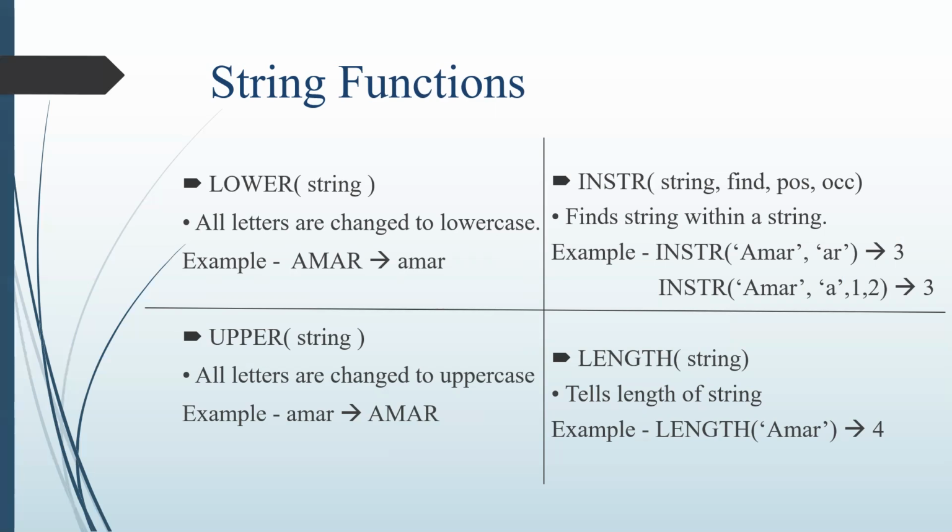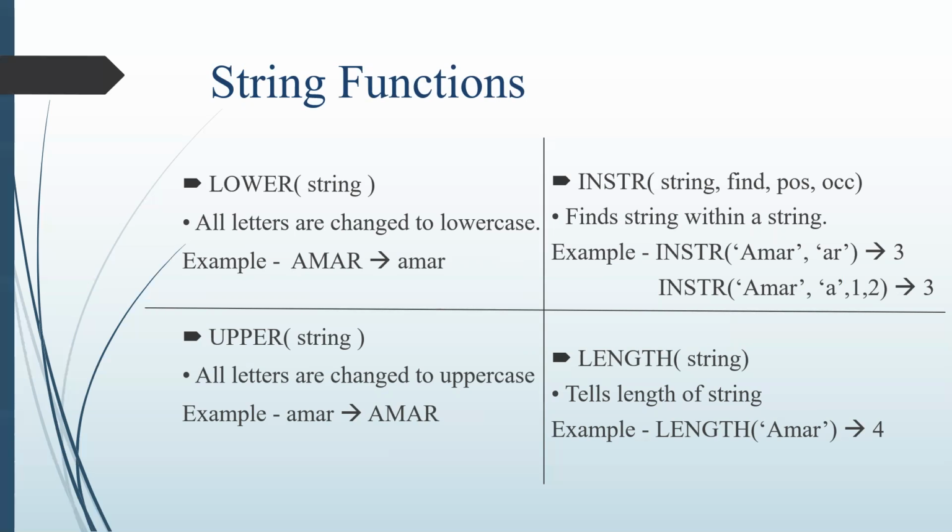Next is instr. This function is used if you want to find some string from inside a string, right? Let's say we want to extract some string value from within a string. To find that, we use the instr function. The instr function basically takes four parameters: string, find, position, occurrence. String and find are required parameters or mandatory. Position and occurrence are optional parameters. In the first example, we are passing the string Amar and we're finding AR. So A is at which position? Third position. So we'll get the output as 3.